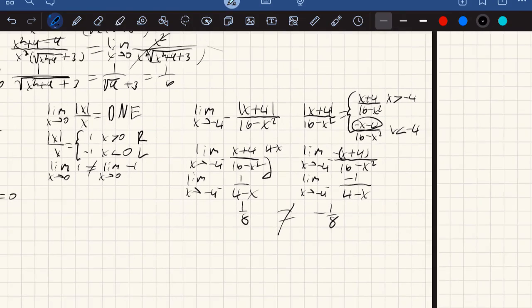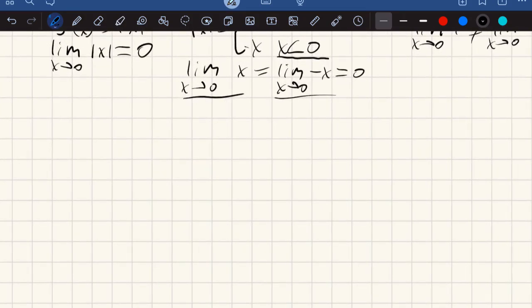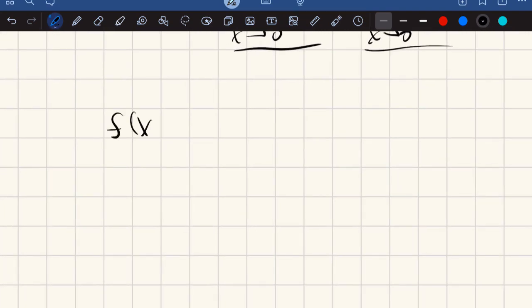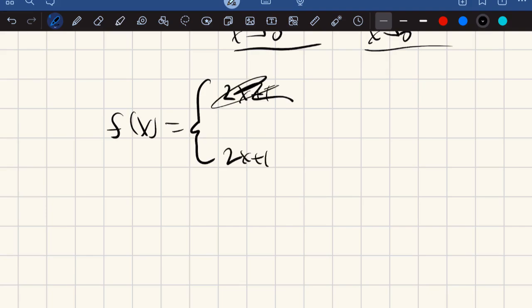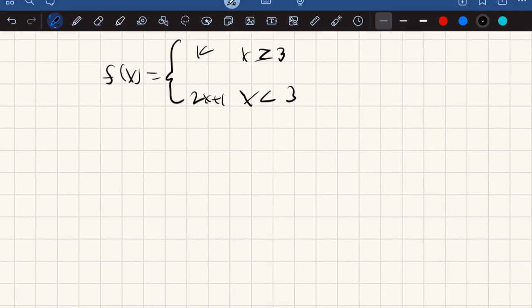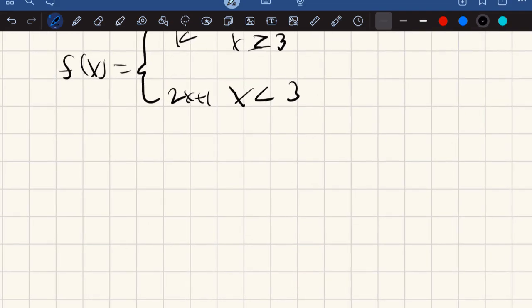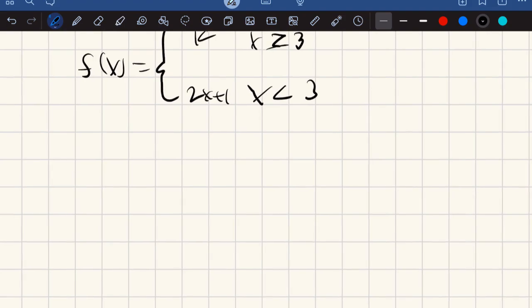Next, we're going to go over something that you might see on your BC test if you're taking it. Let's say you have a function f of x that equals the piecewise function: k when x is greater than or equal to 3, and when x is less than 3, it's 2x plus 1. The question is asking for what value of k makes this function continuous.